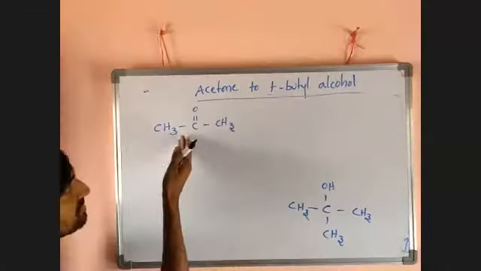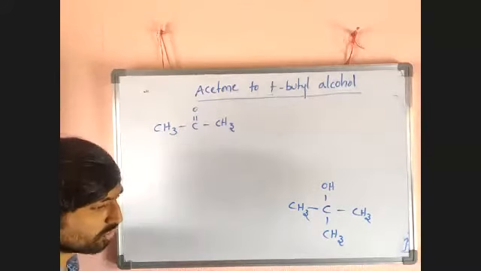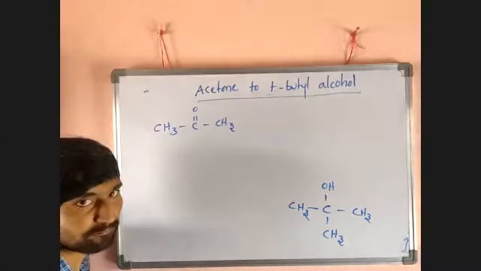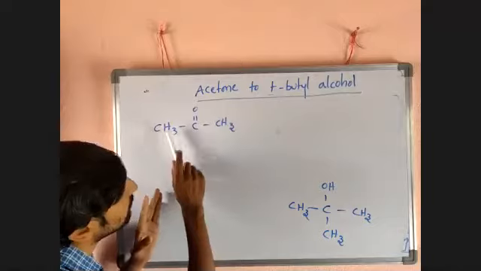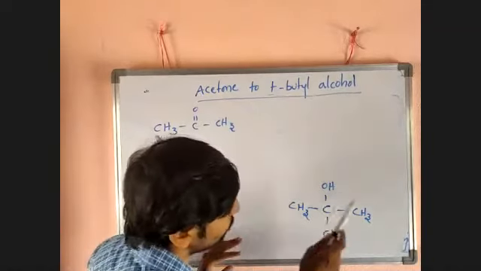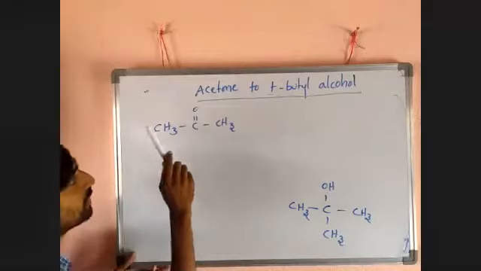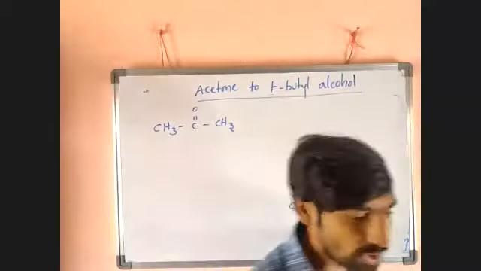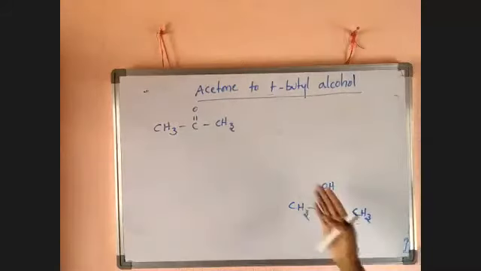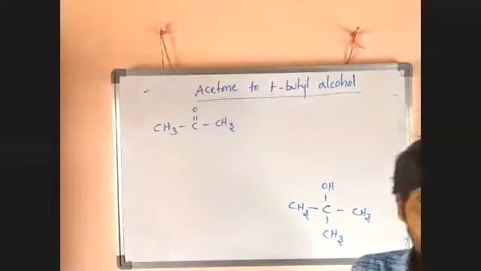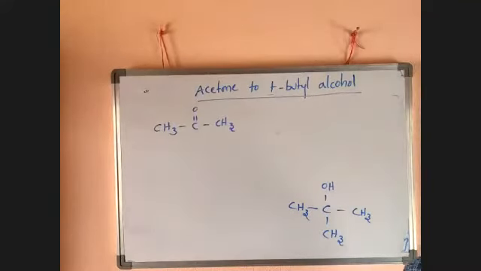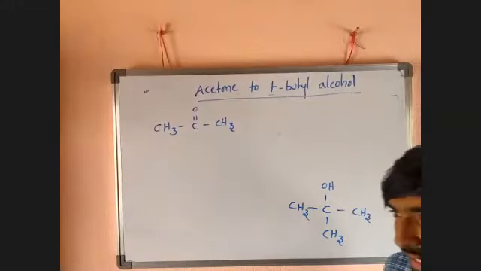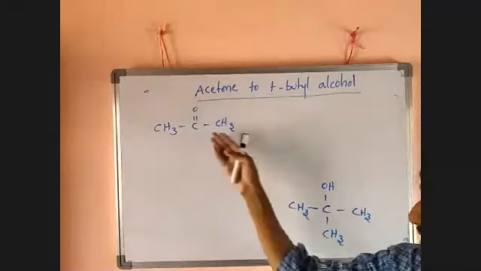Now how to convert this compound into tertiary butyl alcohol? First you should understand the difference between reactant and product. Here 1, 2, 3 carbons are there; here 1, 2, 3, 4 carbons are there. Here I am stressing a very important point: if the product has more carbons than the reactant, you must add a reagent with carbon.